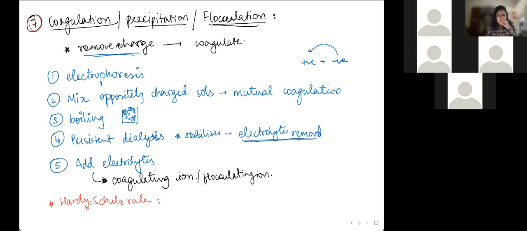So basically, Hardy and Schulz, a team of two scientists, did some experiments about coagulation of colloids, and they realized that the valency of this particular ion, the coagulating or flocculating ion, is directly proportional to the power of precipitation.